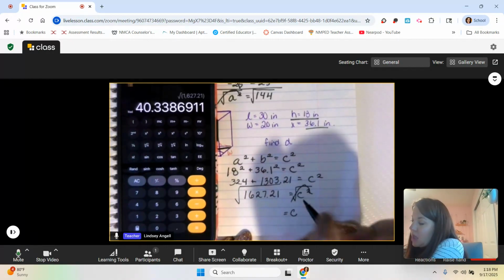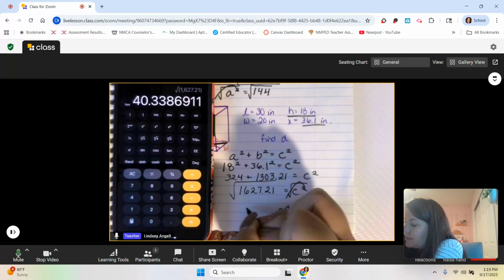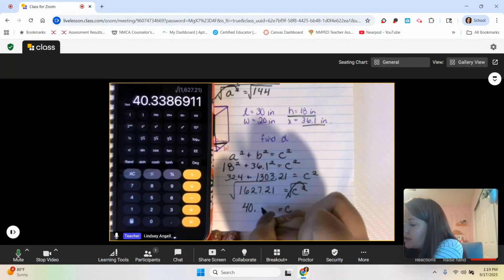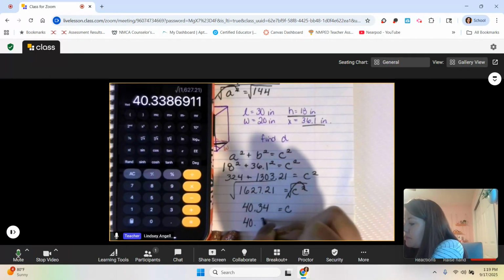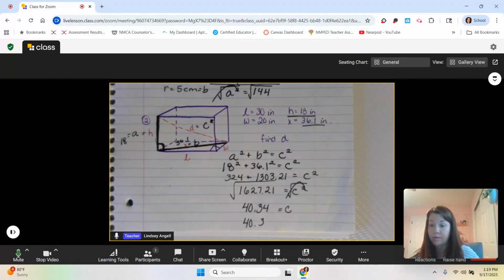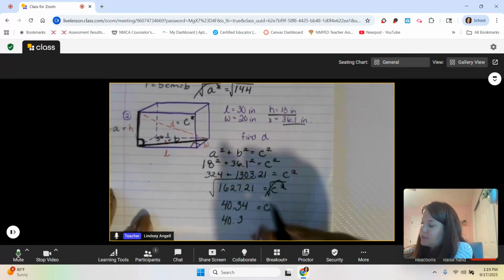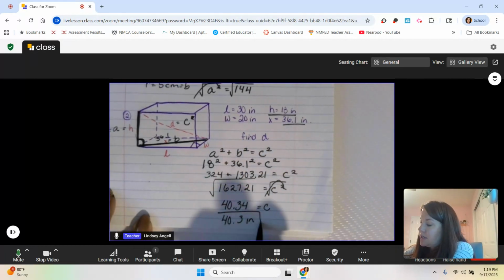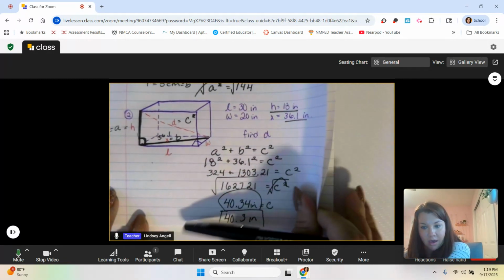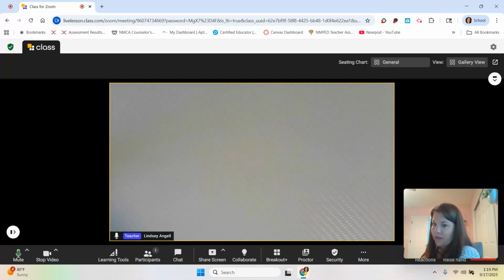All right, and that gives me 40.3386911. Right, but we don't need all of those values. I'm going to say that this is either 40.34, or we could just say 40.3, depending on what it's asking you to round to, okay? And I didn't write that down, unfortunately. And they were all in inches, so my answer should be in inches as well, okay? So there we go. It's just finding the triangle and figuring out which values that they gave me actually make sense, okay?